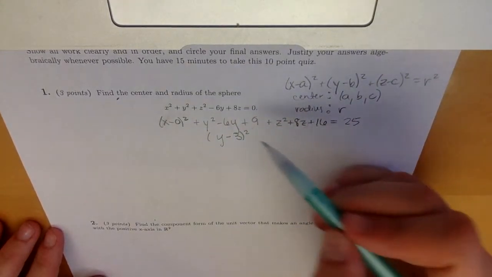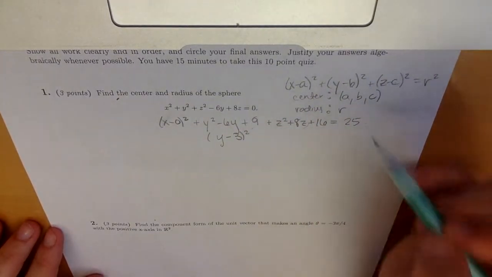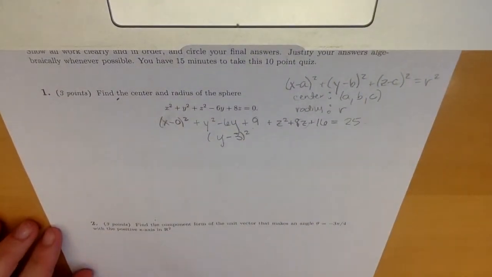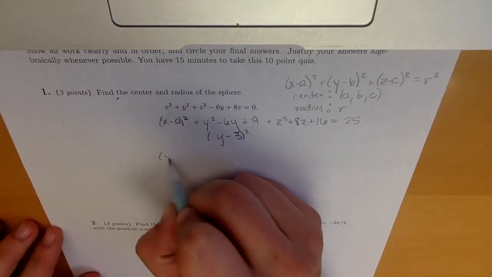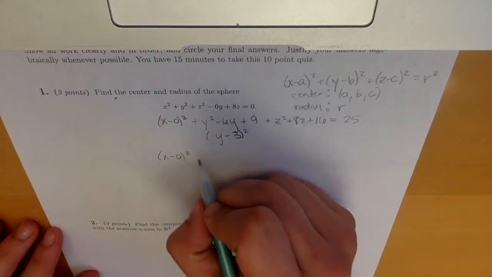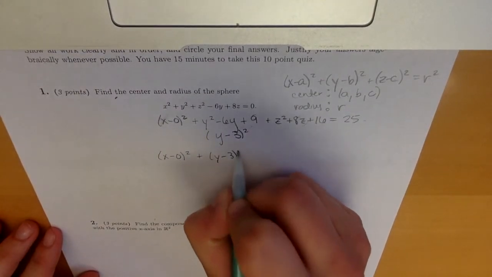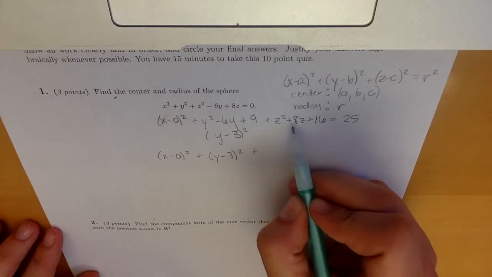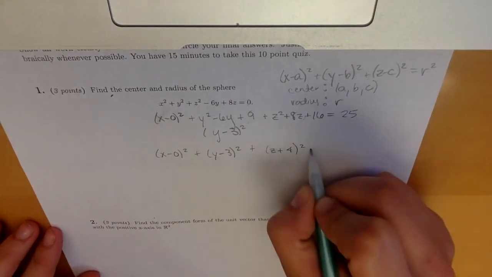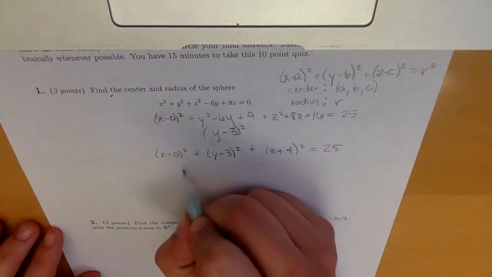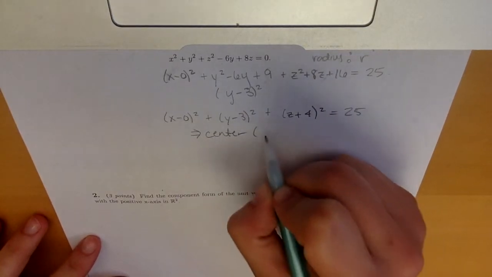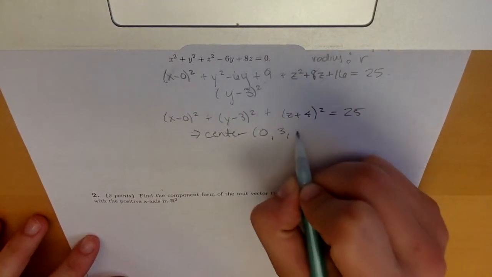So notice I can undo everything I've just done. If I subtract 25 from both sides, I end up with this is equal to 0. So these are equivalent. Okay, so if I rewrite this one more time, I get x minus 0 squared. Now y squared minus 6y plus 9 is y minus 3 squared. And z squared plus 8z plus 16 is z plus 4 squared, and that's all equal to 25. So that tells us that our center is the point 0, 3, negative 4.